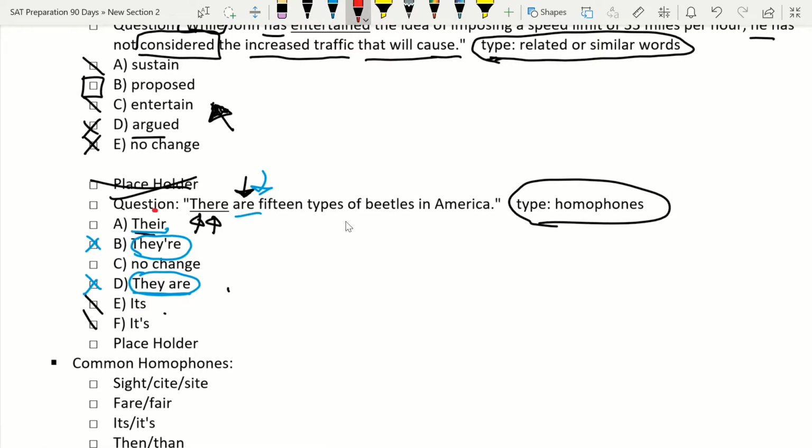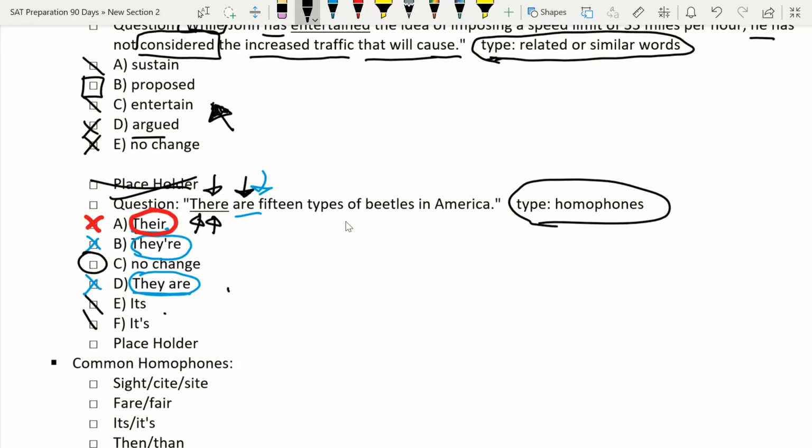Now, next, if we look at option A, I'll put option A in red. So it's their, T-H-E-I-R. That's the wrong there, because that would be indicating a plural possessive, right? And we know that there is no possession here. So we know that A would be incorrect as well. Thus, we are left with option C, no change, as our correct answer. And we know that that's going to be correct because that is the correct form of there, the correct homophone.